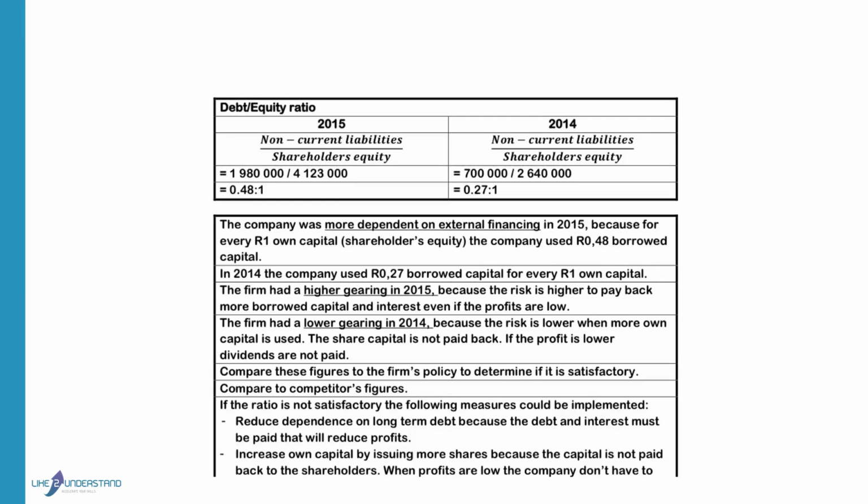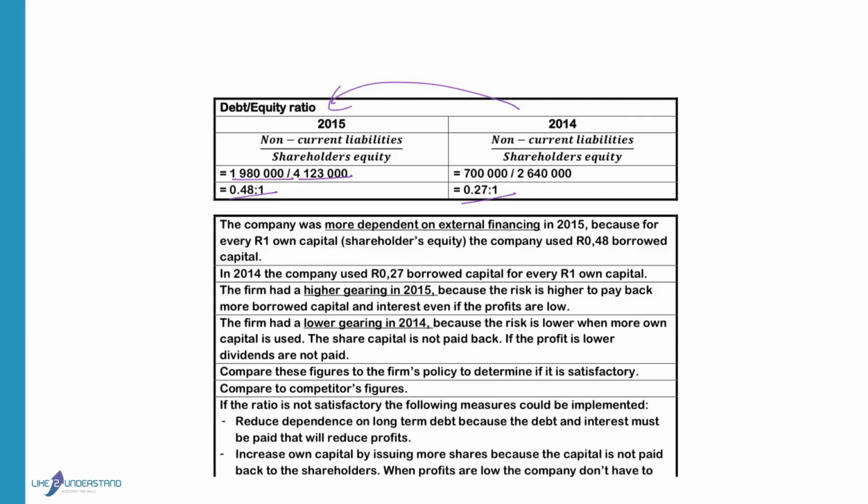The non-current liabilities for 2015 was 1980. We divide it by the shareholders' equity, and it gives me 48 cents for each rand. So for every 1 rand that the owners provided by buying shares in the company, they borrowed 48 cents. In 2014, the ratio was 27 cents. So that means that it increased, because in 2014 you only borrowed 27 cents for each 1 rand. Now you borrow almost double the amount, because you borrow 48 cents.